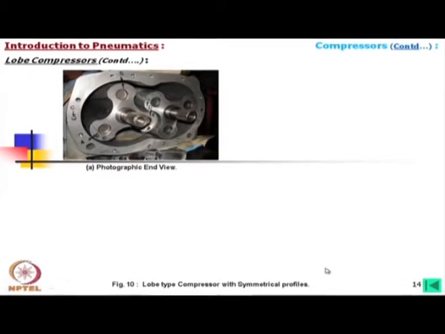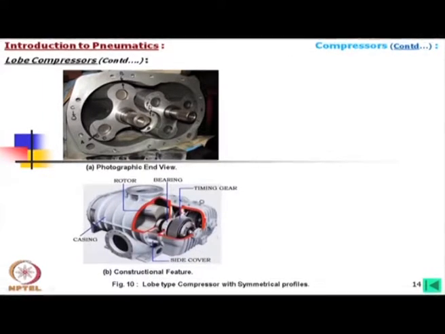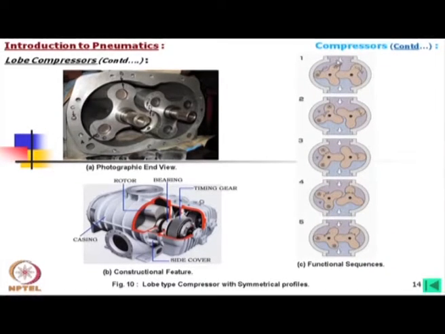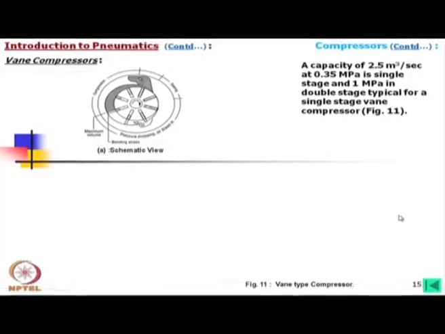Now, this is another view of the lobe type, and this is the constructional feature. You can see in this case lobes are straight here, as you can see, and you can see these operations, how these operations are being done gradually: 1, 2, 3, 4, 5. These are the 5 stages of operations. I think you can study yourself.